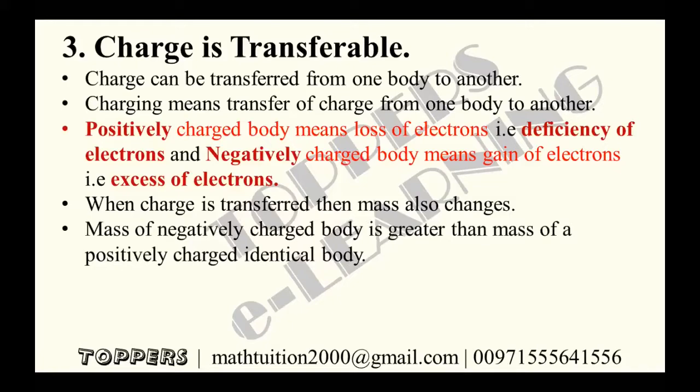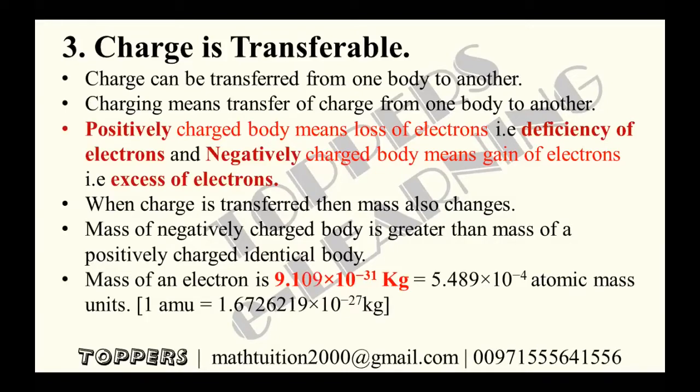So the mass of a negatively charged body is greater than the mass of a positively charged identical body. What is the reason? Negatively charged means gain of electrons. So by gaining electrons, the mass is increased. Positively charged means loss of electrons. If electrons are lost, there is a loss of mass also.